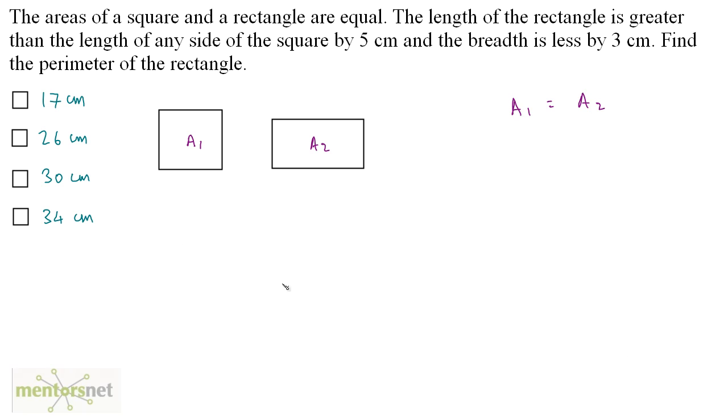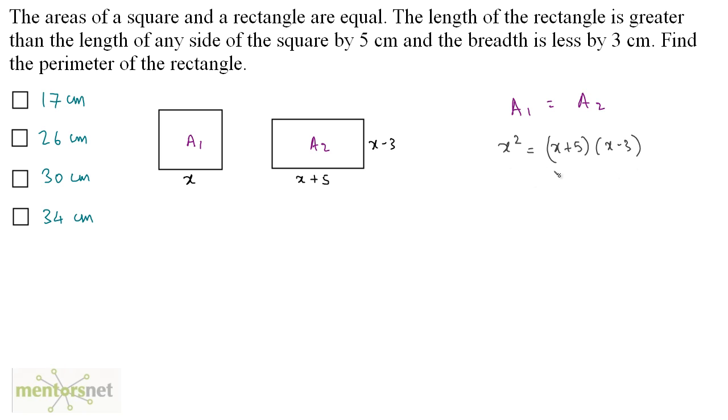Now let the side of this square whose area is A1 be x, and it is given that the length of the rectangle is greater than the length of the side by 5 centimeter. So the length is x plus 5 and the breadth is less by 3 centimeter. So breadth is x minus 3. So what is the area of the square? Well, it is x square. It is equal to, what is the area of a rectangle? It is length into breadth. So I have x plus 5 into x minus 3.